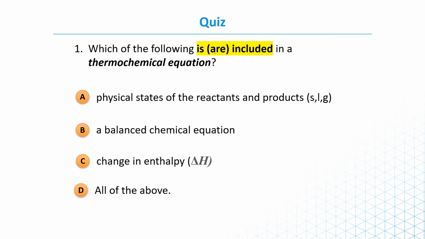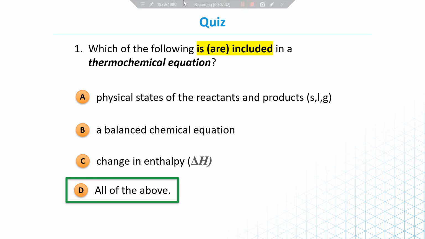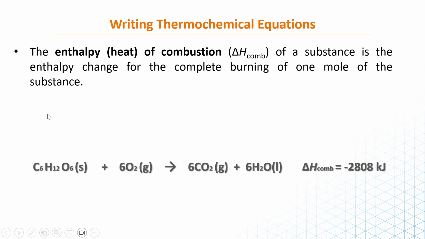So, which of the following is or are included in a thermochemical equation? أي مما يلي تحتويه المعادلة الحرارية الكيميائية. So, physical states of reactants and products, yes. Balanced chemical equation, yes. Change in enthalpy, yes. So, it's going to be all of the above. So, all of these are included in a thermochemical equation, guys, okay?